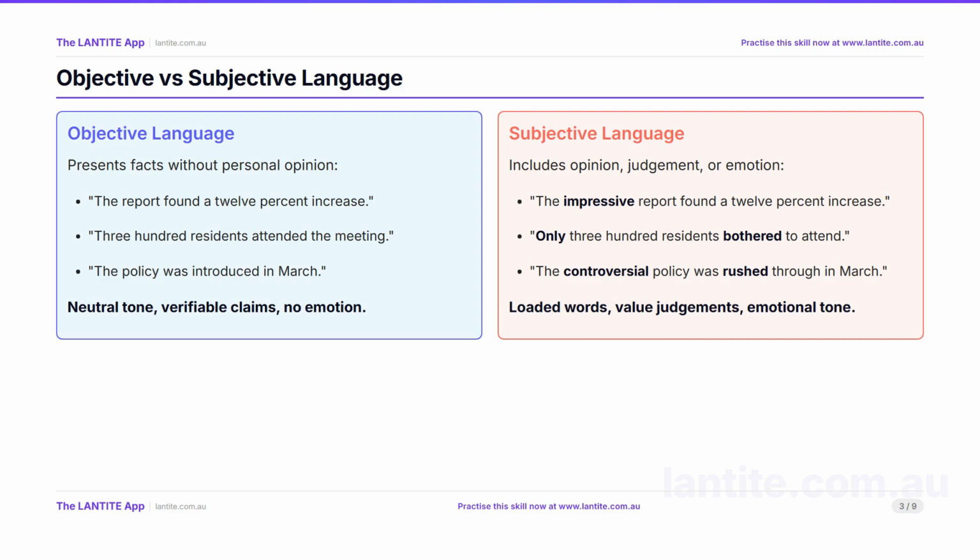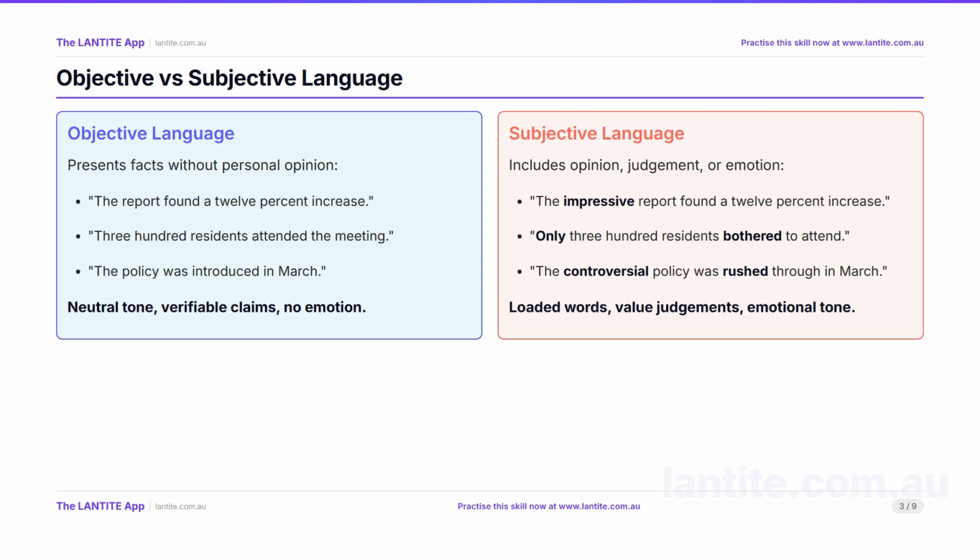The first step in identifying stance is understanding the difference between objective and subjective language. Objective language presents facts without personal opinion. The report found a 12% increase. That is neutral. It does not tell you whether the writer thinks that is good or bad. Subjective language adds opinion, judgment, or emotion. The impressive report found a 12% increase. Now the writer is telling you they think the report was impressive.